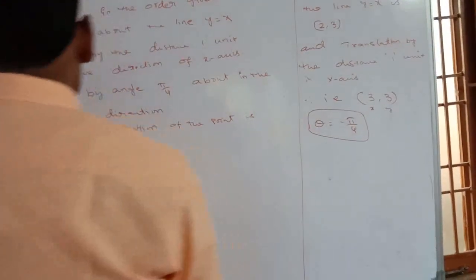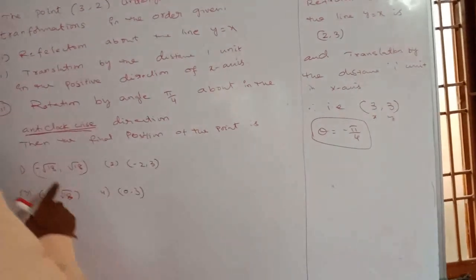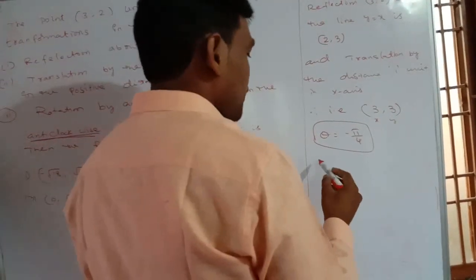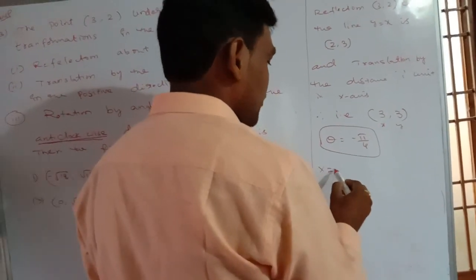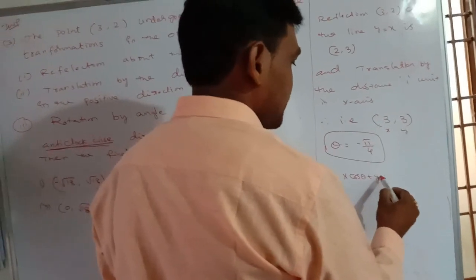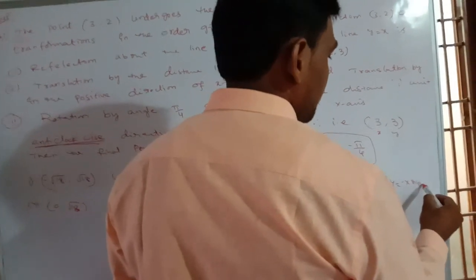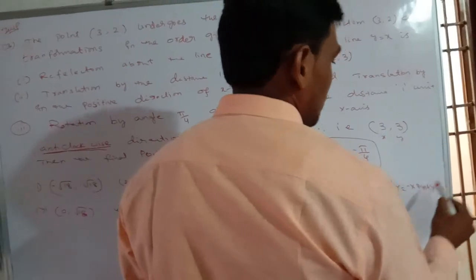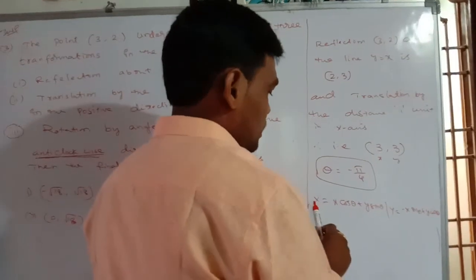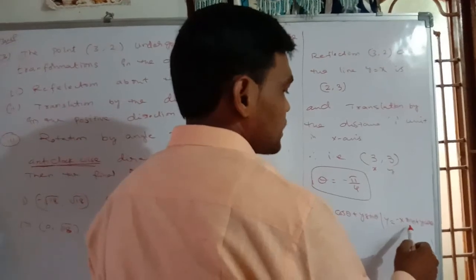Now for the final conclusion, the final position of the point is capital X comma capital Y. Capital X is equal to x cos theta plus y sin theta, and capital Y is equal to minus x sin theta plus y cos theta. Already see the table: capital X is equal to small x cos theta plus y sin theta, and capital Y is equal to minus x sin theta plus y cos theta.